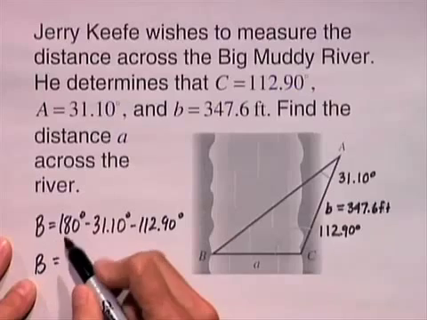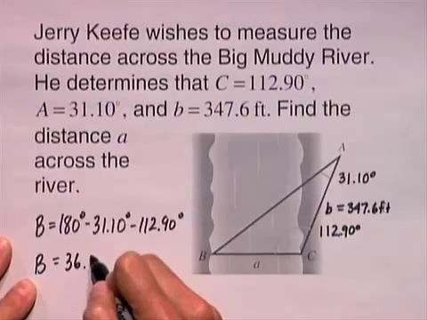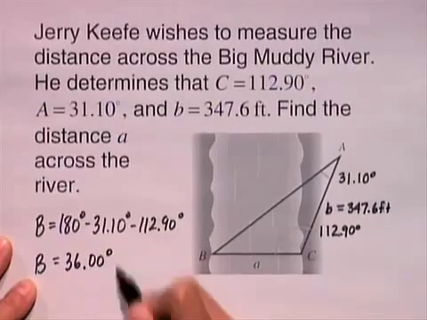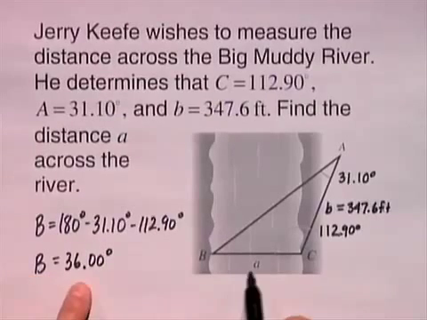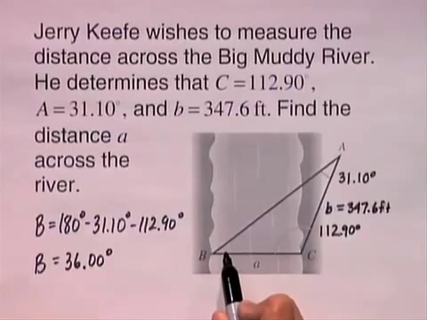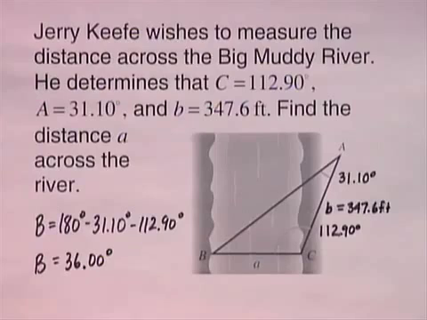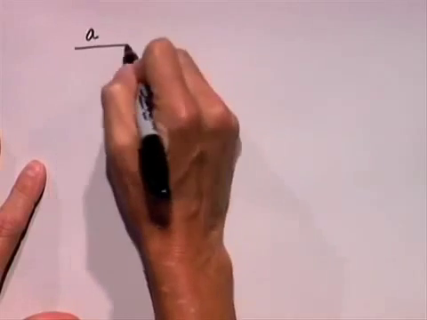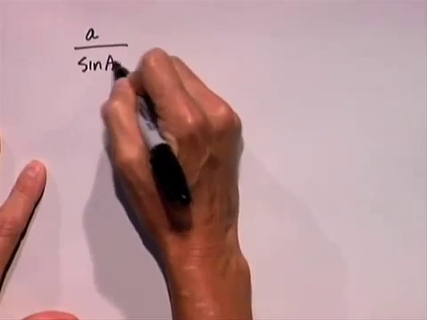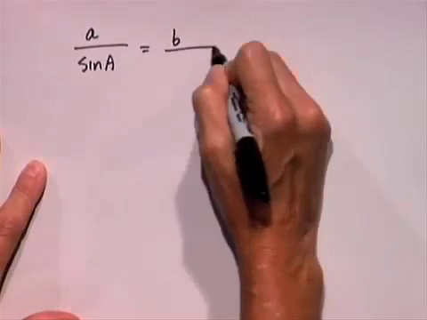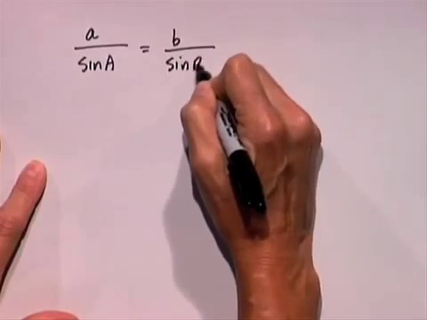You can find that with the help of a calculator, and you'll see that it comes out to 36 degrees. Well, that's not side A, but it is angle B, and now I can apply the law of sines to find side A. The law of sines says that side A over the sine of angle A is equal to side B over the sine of angle B.